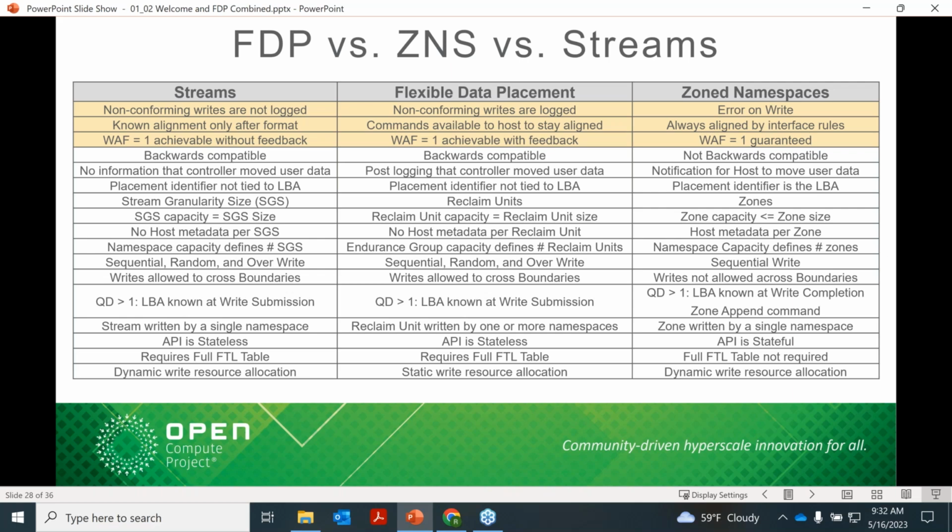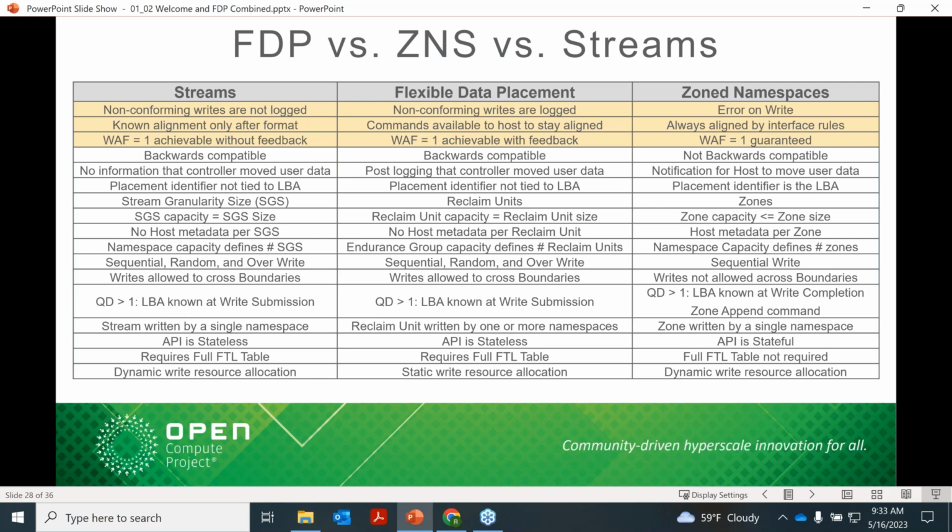And then the other one is, you have these things that we're calling reclaim units, or stream granularity sizes, or zones between them. How does the host software always know if it's aligned where it wants to be within those capacity containers provided by these capabilities? In ZNS, you're always aligned. You have to adhere to the rules, and you always know where you are because you're writing at an exact point within a zone. With streams, after streams are enabled, you always know where the start of the stream is when you first format the namespace, and then after that, there is no feedback.